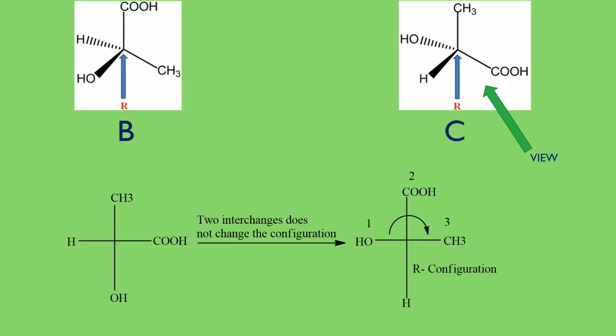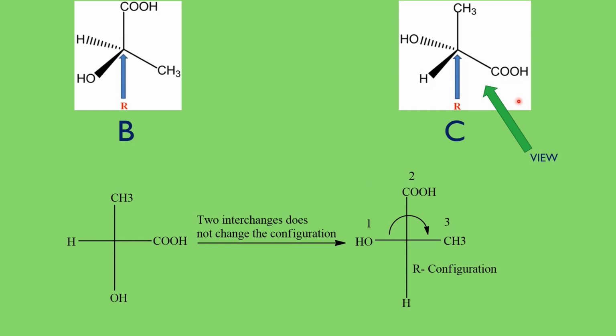In the previous slide, I had shown you two structures, B and C. In molecule B, when I do two interchanges at the chiral center, this is the chiral carbon of molecule B, and I am doing two interchanges. This methyl and carboxyl I am interchanging, hydrogen and OH also I am interchanging. So I have done two interchanges in the chiral center of B, and that results in the structure C.